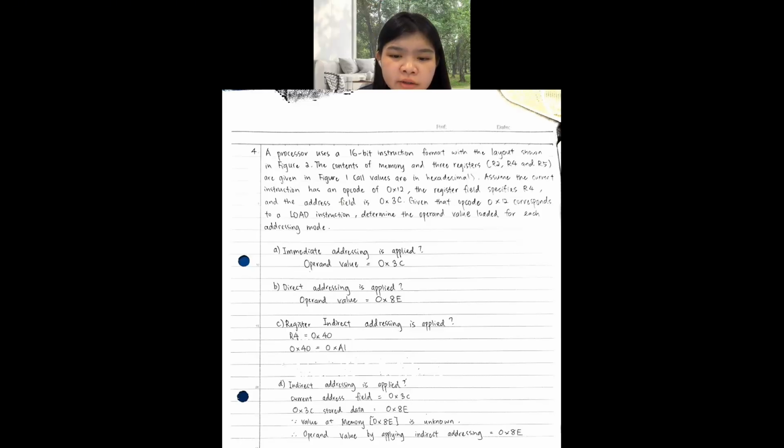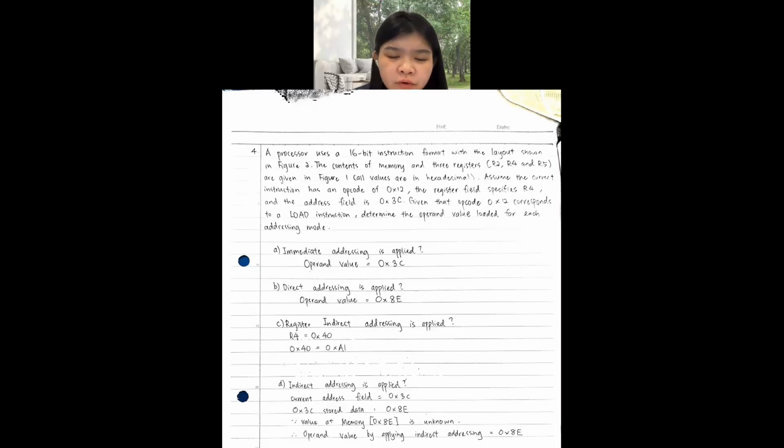Indirect addressing: the address field points to the memory location that holds the operand. The address field is equal to 0x3c, and memory of 0x3c is equal to 0x8e. So the operand will be 0x8e. And for register indirect addressing, the register specified, R4, holds the address of the operand. So R4 is equal to 0x4d, and memory of 0x4d is equal to 0xa1. So the operand will be 0xa1.